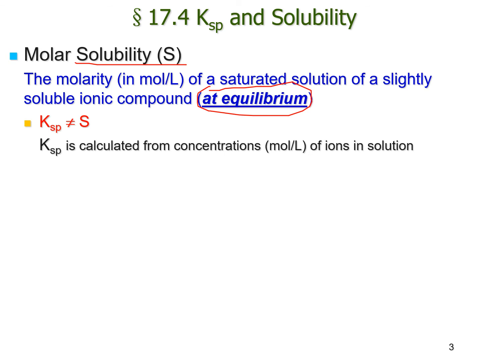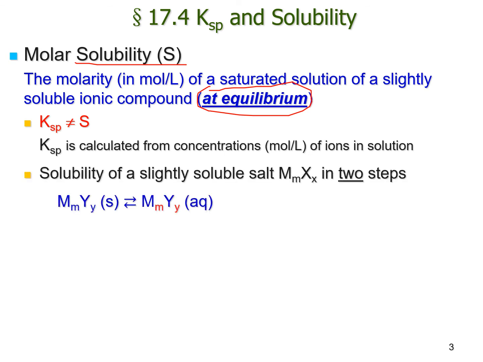KSP can actually be calculated from the concentration of ions in a solution, which also means it can be calculated from the solubility of the compound in the solution. As we try to understand the solubility of the slightly soluble ionic salt, I would like you to think of this equilibrium problem in two steps. First, it is the equilibrium between the solid and aqueous compound of the salt. As you can see, in the first step, we only change the solid into the equilibrium. That is the most difficult part.